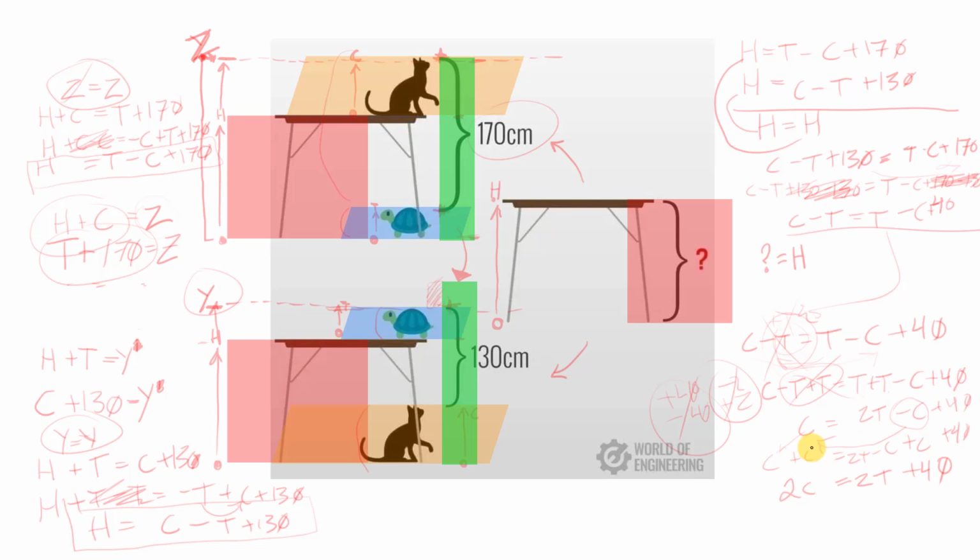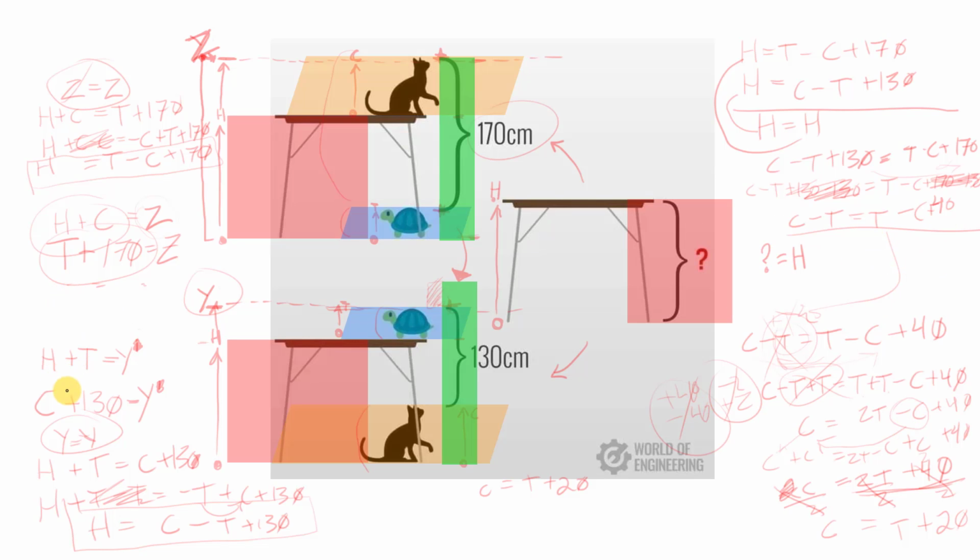Let's do a little bit of factoring out. Divide by 2 on both sides. Right? Or just put that all the way across. C equals t plus 20. So now we know c equals t plus 20. Now we can substitute and find all the answers that we need. If c, the cat, equals the turtle plus 20, right? Let's go back to our original calculations and find out what h is.